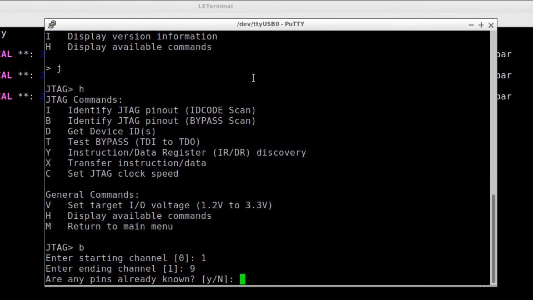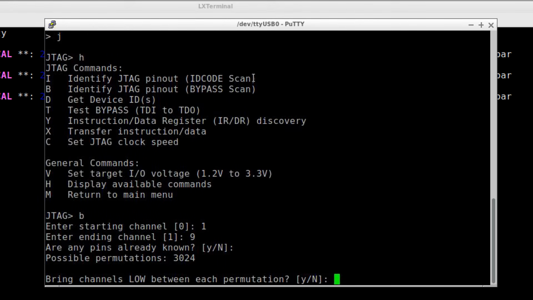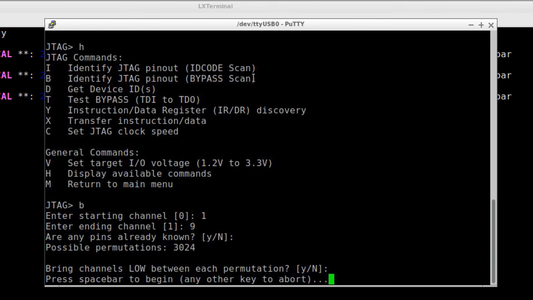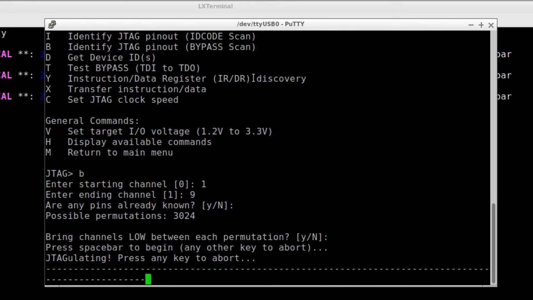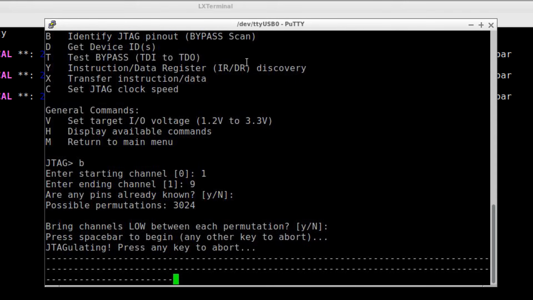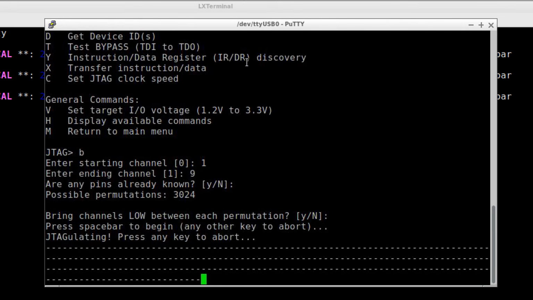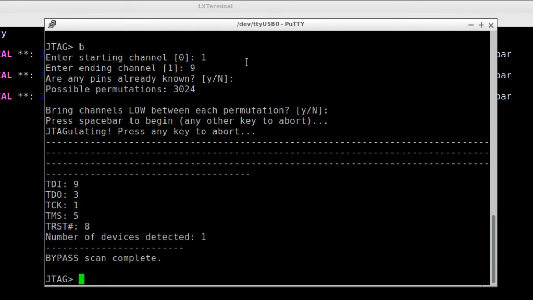We don't have any pin already known, so we accept the default no answer. Jtagulator informs us that it will try 3024 combinations. We accept the default to not bring low each channel between permutations, then we press the space bar to start scanning. After a few minutes, Jtagulator gives us the pinout that it has found. We can see that this confirms what we already found on the previous step.